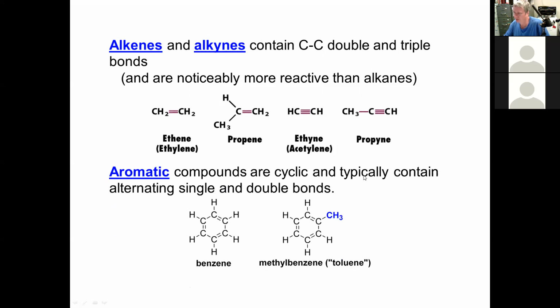Aromatics are cyclic and typically contain alternating single and double bonds. So that's benzene. We've seen benzene already. Methylbenzene is a benzene with a methyl group, a CH3. It's also called toluene.